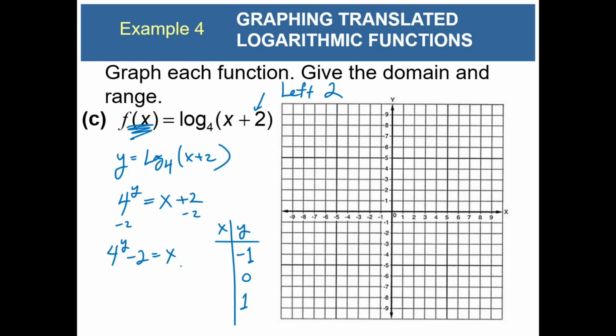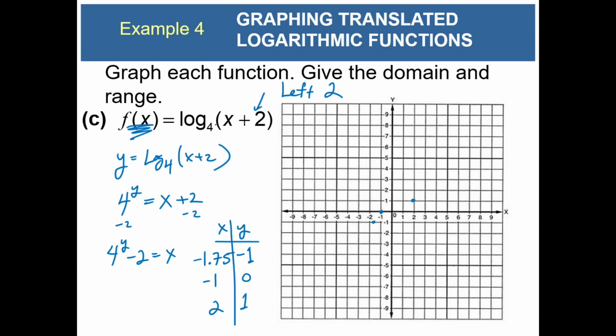4 to the negative 1 minus 2 is going to be 1/4 minus 2, which is negative 1.75. 4 to the 0 is 1. 1 minus 2 is negative 1. 4 to the first power is 4. Minus 2 from it, you get 2. So let's graph the points on the graph. We have negative 1.75, comma, negative 1. We have negative 1, comma 0, and 2, comma 1.